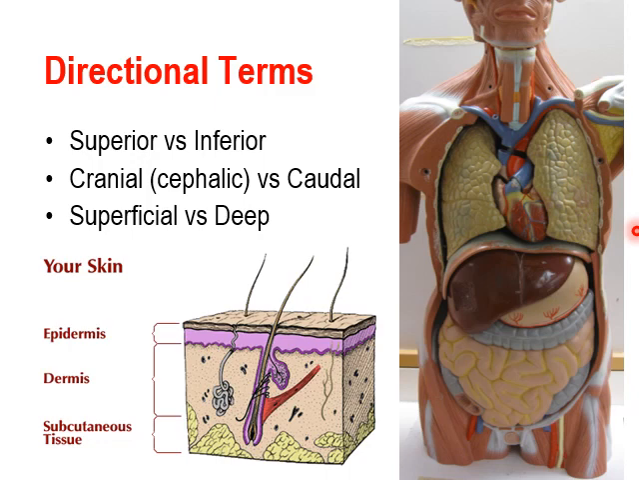Cranial means nearer to the head, whereas caudal means farther from the head. The urinary bladder is caudal to the liver, or the liver is cranial to the bladder. Superficial means nearer to the surface, whereas deep means farther below the surface.